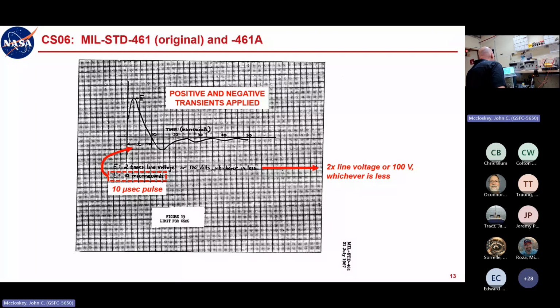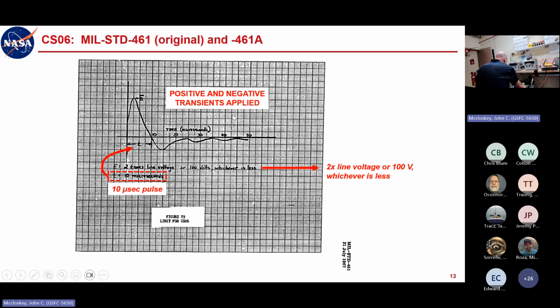Here is the CS06 limit from the original version of Mil Standard 461 from the Summer of Love in 1967. Basically it was unchanged in 461A from, I believe, a year or so later. This is way back before CAD, where they actually hand drew these curves on graph paper. It's very hard to see, so I've annotated this. It's a 10 microsecond pulse, okay? And positive and negative transients are applied.